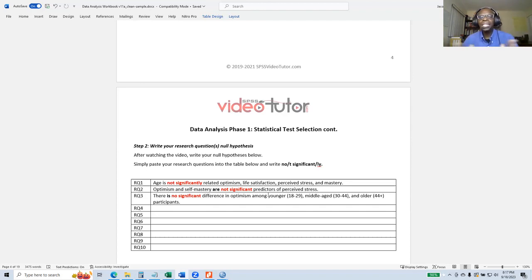Null means no. So whenever you're writing the null, if it's a difference question, you're going to say there is no significant difference between blah, blah, blah. And if it's a relationship question, you say there is no significant relationship between blah, blah, blah. If it's a prediction question, then you would say blah, blah, blah does not significantly predict blah, blah, blah. Okay? Null hypothesis means no. All right? If that makes sense, type in a 1. If it doesn't make sense, type in a 0.